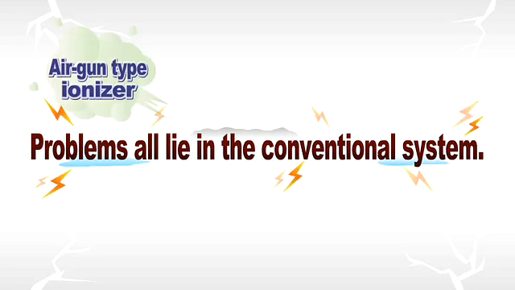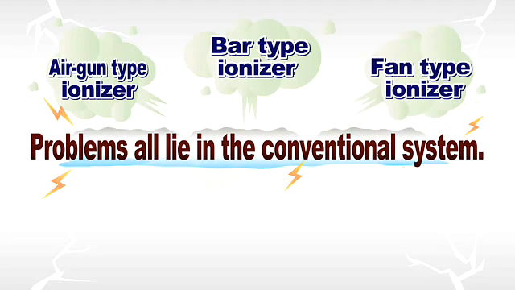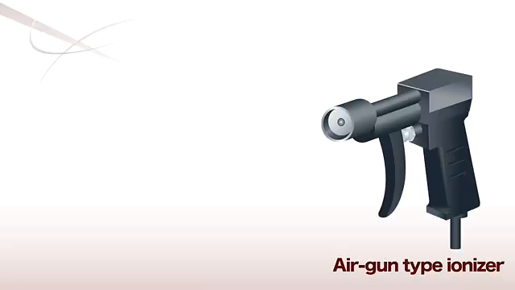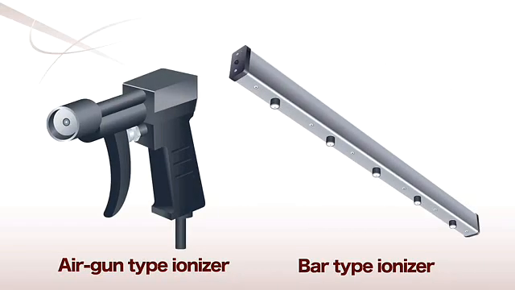Static electrical charges cause defects by attracting dust that destroys electronic components. Why is it your system's countermeasures aren't working? The problem lies in your ionizer system. First, let's talk about ionizer systems using compressed air, such as via air gun or bar-type ionizers.